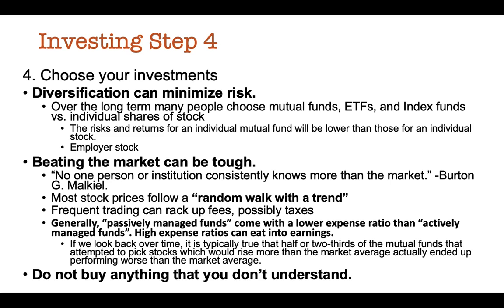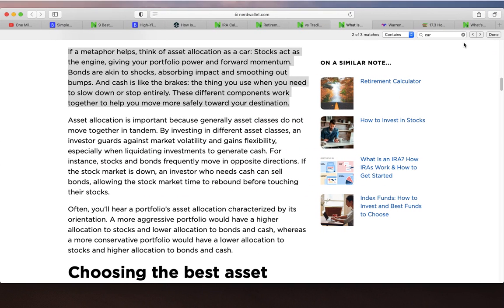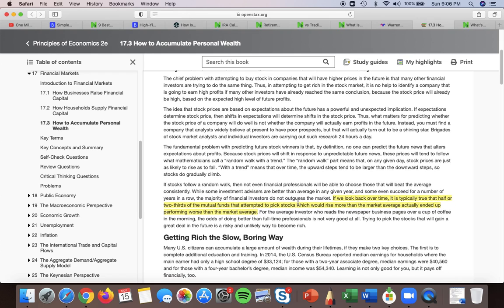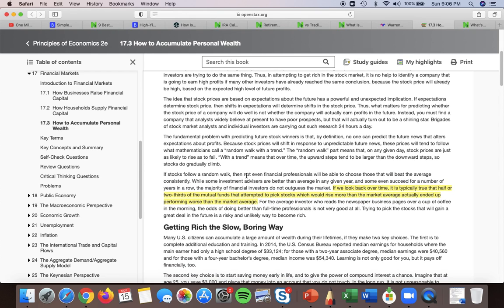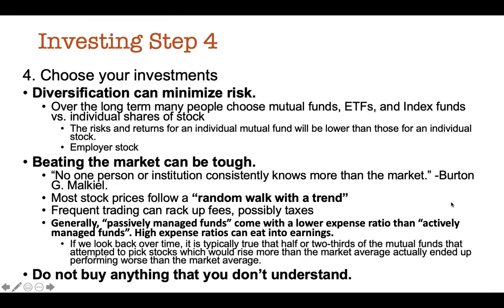These are mutual fund managers and other brokerage professionals. The idea that stocks follow a random walk. Even financial professionals will not be able to choose stocks consistently that beat the market average. And your textbook says, if we look back over time, it's typically true that half or 2/3 of the mutual funds that attempted to pick stocks that would rise more than the market average actually ended up performing worse than the market average. So you should be skeptical of individuals who assert that they can beat the market and that you should trust your money with them.